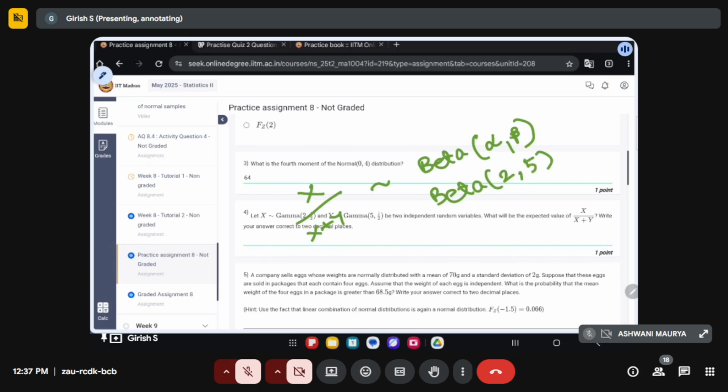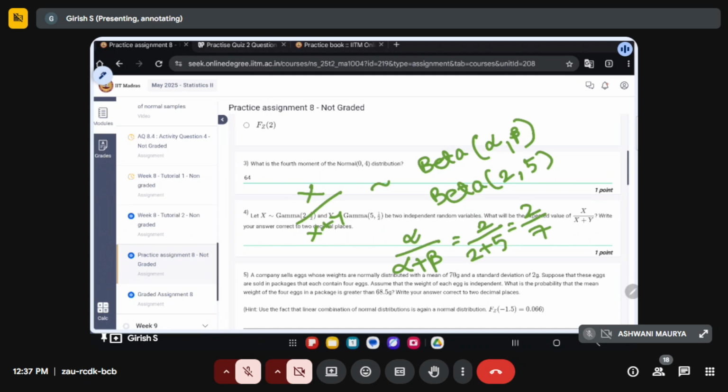So what they are asking is the expected value of this beta distribution. You need not remember the expected value of it, because it will be given in the list of formulas. For beta distribution, the expected value will be alpha divided by alpha plus beta. That is nothing but 2 divided by 2 plus 5. This is your answer.